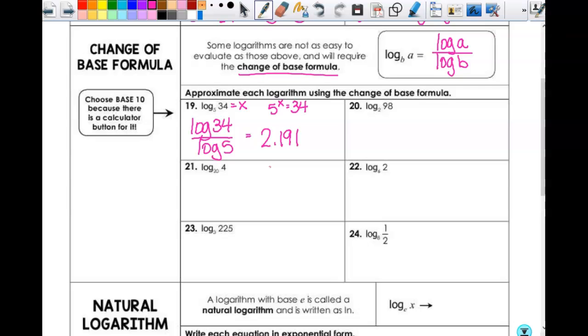Okay, so then on number 20, I'm just going to do this one with you because I want to show you something in the calculator. Log of 98 over the log of 2. Now in your calculator, instead of retyping everything, arrow to the left, and then go up to the top and delete out the 34, type in 98. Arrow down, delete out the 5, type in 2, hit equals. You don't have to retype it every time. Just go back and change what you had. 6.615. Okay? All right, y'all do 21 through 24.